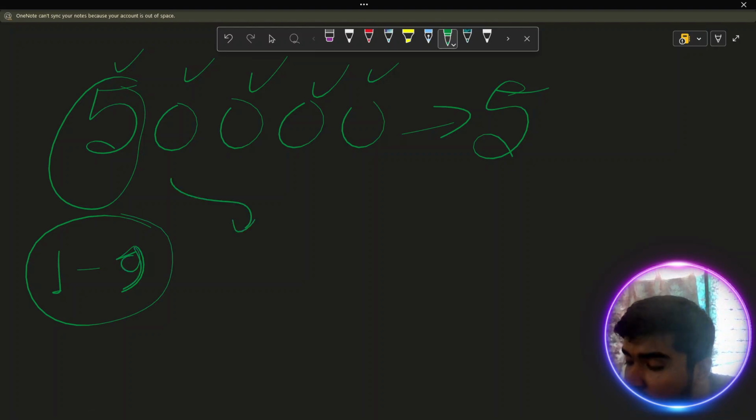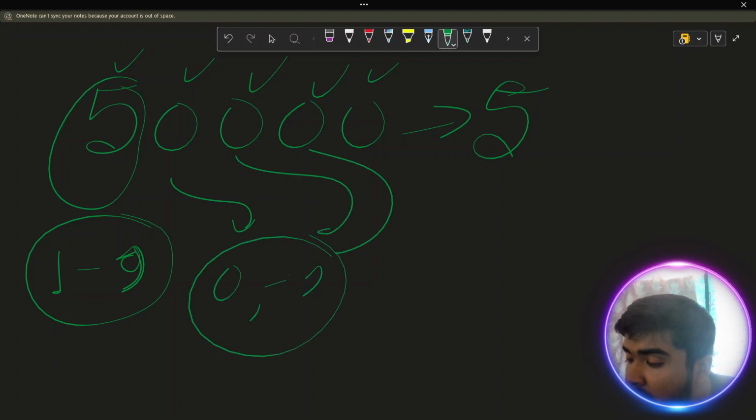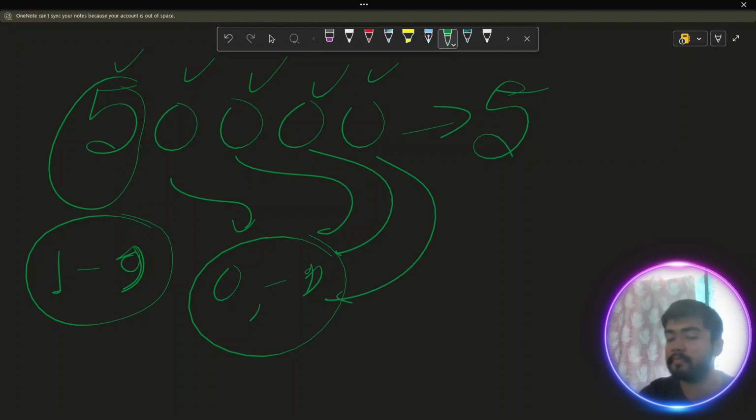For the rest, what is the range? It can be from 0 to 9. All are from 0 to 9, right? Agree guys? Totally agree? All the digits just after the very first digit are in the range of 0 to 9 only. The first digit is in the range of 1 to 9.